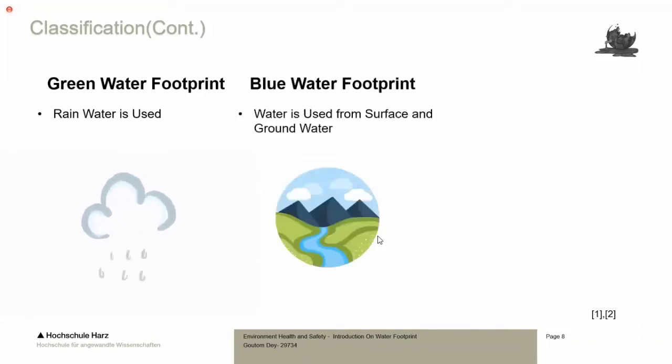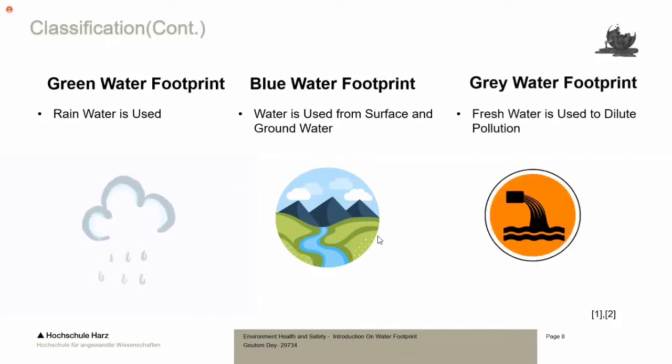Blue water footprint is water that has been sourced from surface or groundwater resources and is either evaporated, incorporated into a product, or taken from one body of water and returned to another, or returned at a different time. Irrigated agriculture, industry, and domestic water use can each have a blue water footprint. And the last is gray water footprint. It refers to the amount of water required to assimilate pollutants and maintain the water quality.